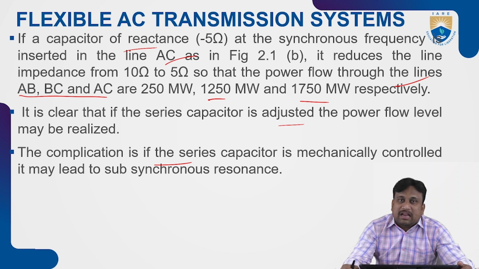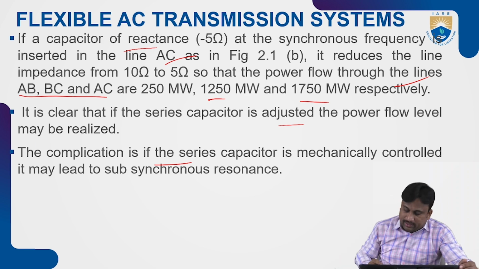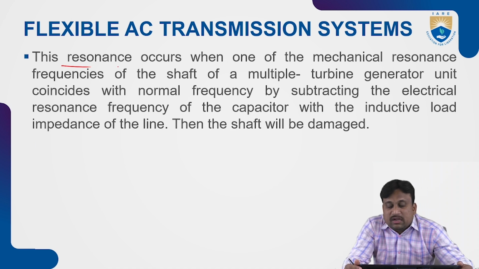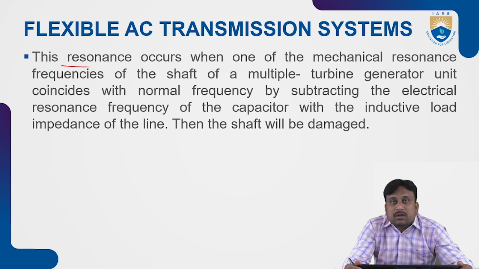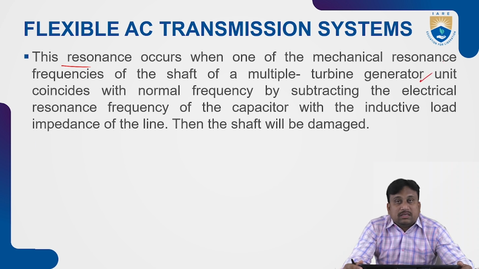This should not be manually controlled, as it can lead to subsynchronous resonance. This resonance occurs when one of the mechanical resonance frequencies of the shaft of multiple turbine generators coincides with the normal frequency, by subtracting from the electrical resonant frequency of the capacitor with the inductive load impedance of the line. Then the shaft will be damaged. This is to be considered at various frequency ranges.